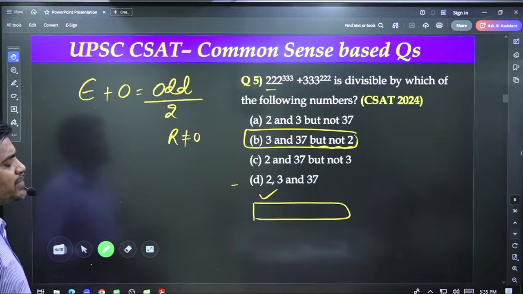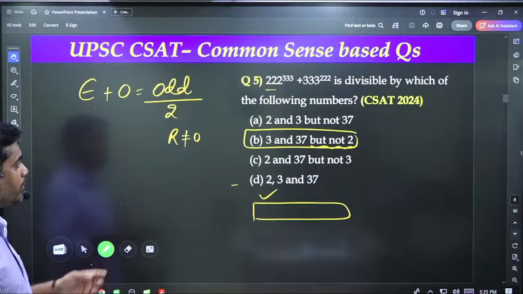What is the basic method? Okay, we got the answer, that is over.